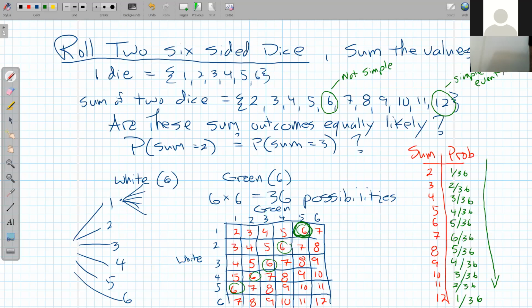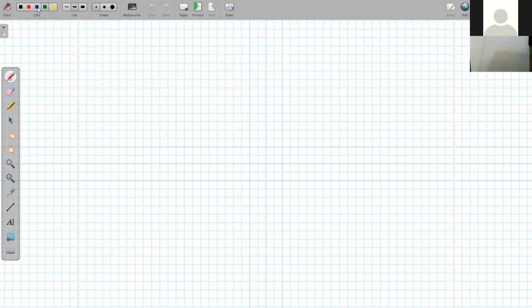Let's see. I think we're almost ready to take a look at the next activity. I just need to talk about 2 more things. At the end of section 8.1, they talk about simulations. And a simulation means you're finding a way to do the experiment without actually doing the real experiment.